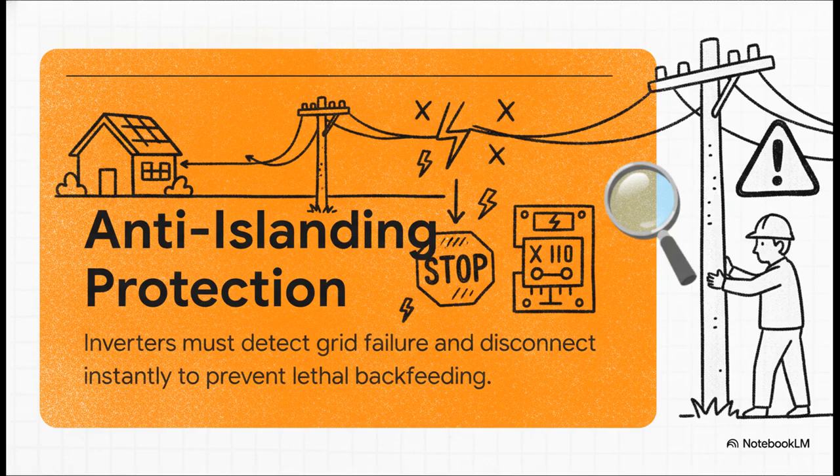If you design a standard grid-tied system, you cannot provide backup power to your client during a blackout. Why? Because of a mandatory global regulatory code called anti-islanding protection.